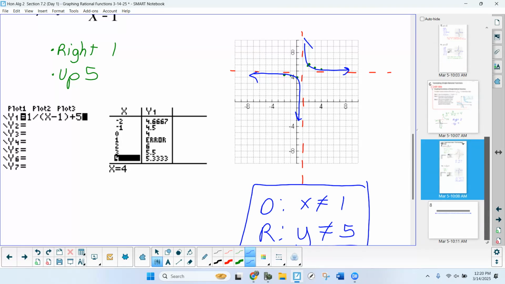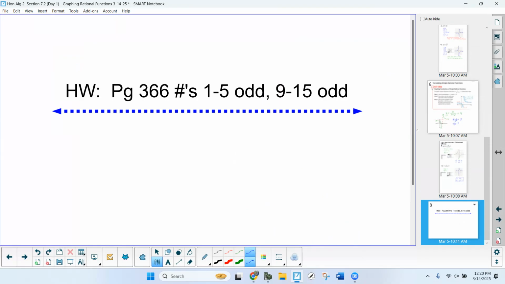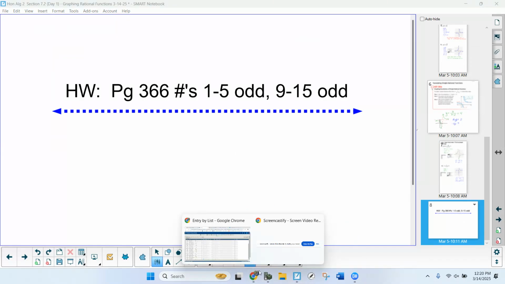Thoughts? First aid graphing. Fair? Okay. Yep.